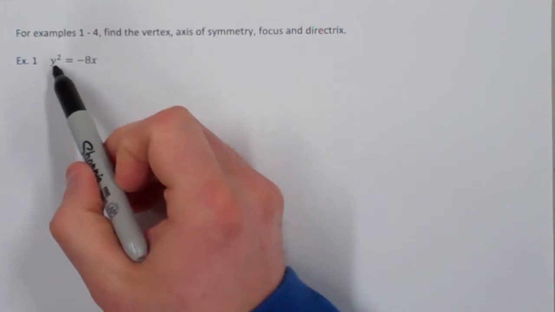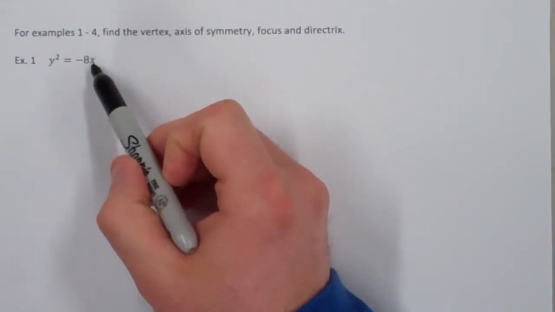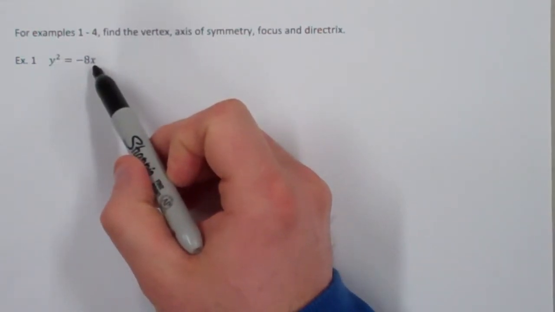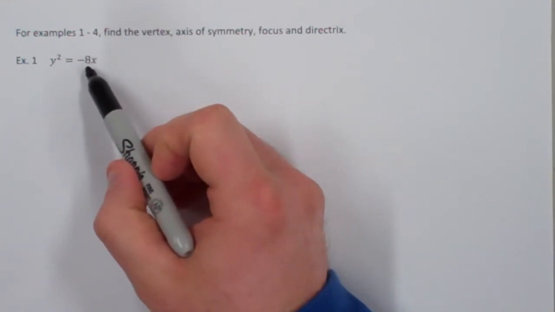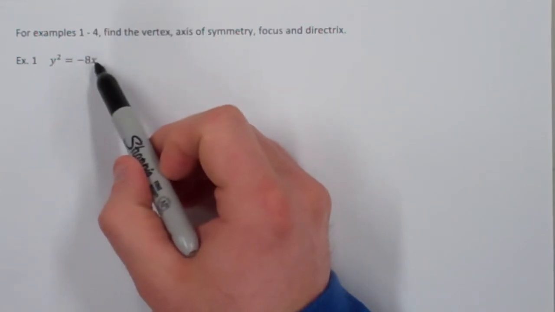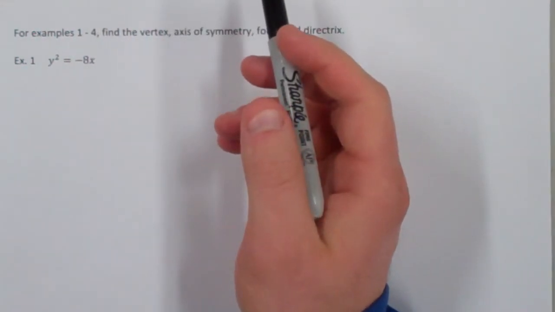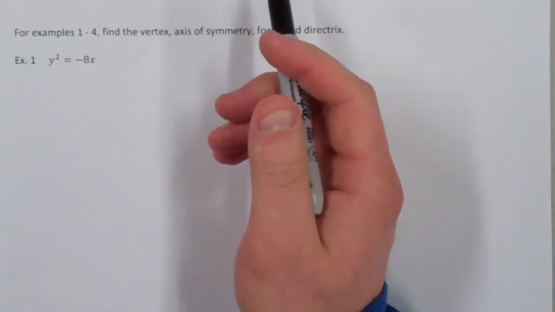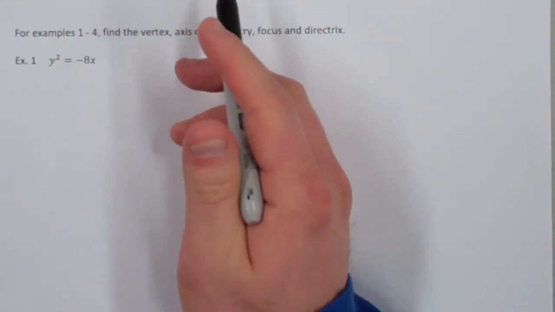If we take a look at the y term, it's being squared. The x term is not, so this will definitely open left and right. And p is going to end up being negative here, or there's a negative value being multiplied by the x. So that tells me that this will open to the left.